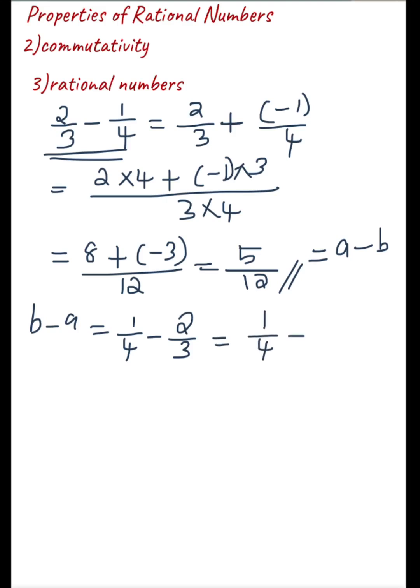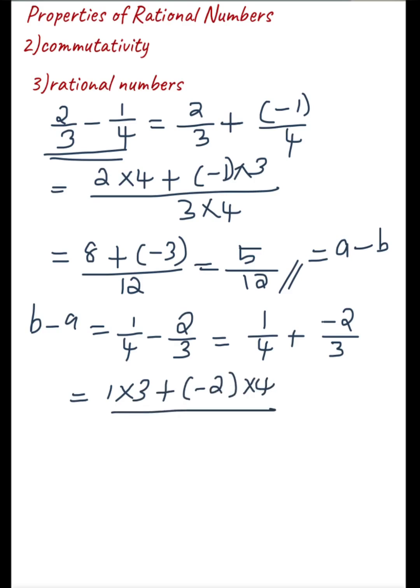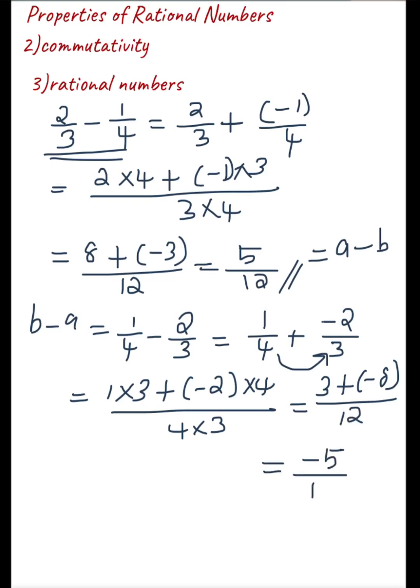1 by 4 plus minus 2 by 3. Okay, so when you cross multiply it, you will get 1 into 3 plus minus 2 into 4 divided by, what is 4 into 3? Okay, in the denominator, 4 into 3. So 1 into 3 is 3 plus minus 2 into 4 means what? Minus 8 divided by 4 into 3 is 12. So you will get it as minus 5 by 12.